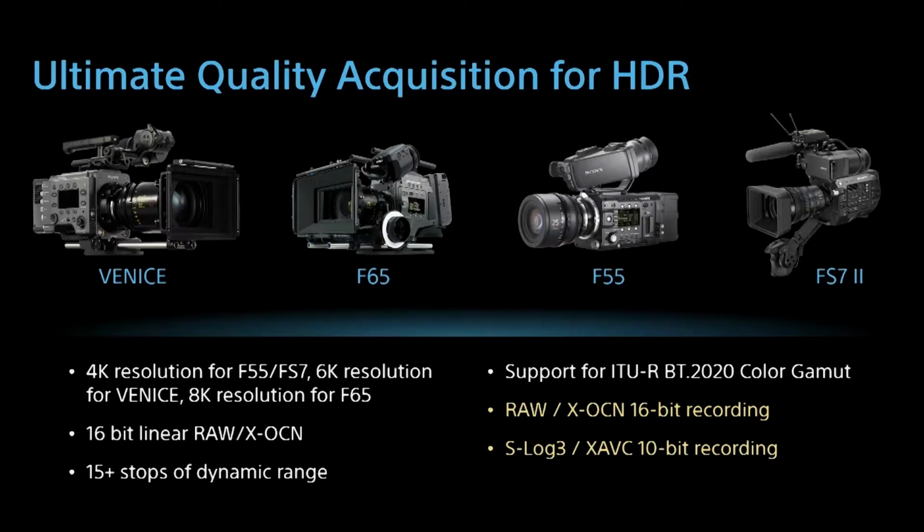In all of these cameras, we record using a recorder attached to the camera, something called RAW, as well as something called XOCN, which I will explain in detail in a few minutes. Also, if you're recording in the memory associated with the camera, we can record in 10 bits using our compression system, the XAVC, using a logarithmic curve, the S-Log3.